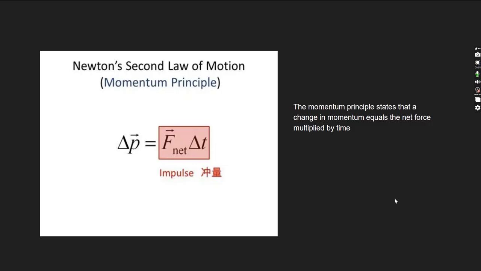The main principle is the momentum principle, which states that a change in momentum equals the net force multiplied by time. This means that momentum, and therefore velocity, changes when there's a net force acting on the object.